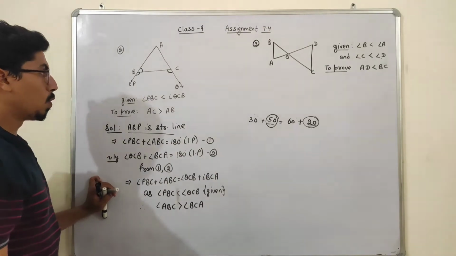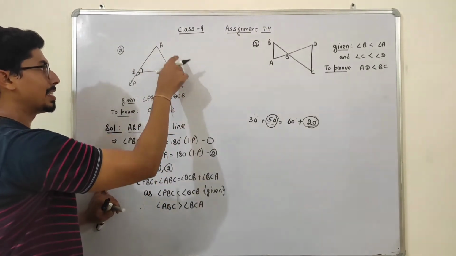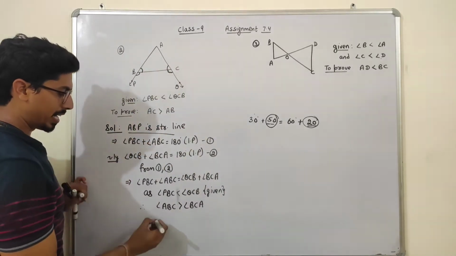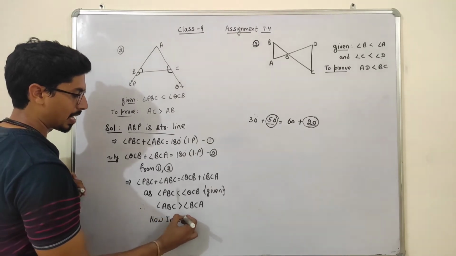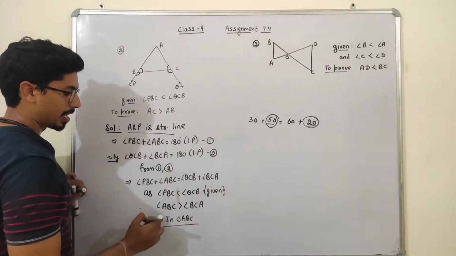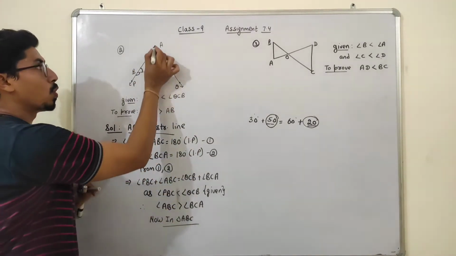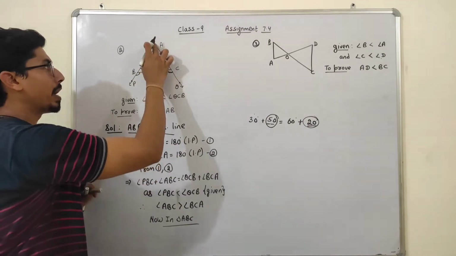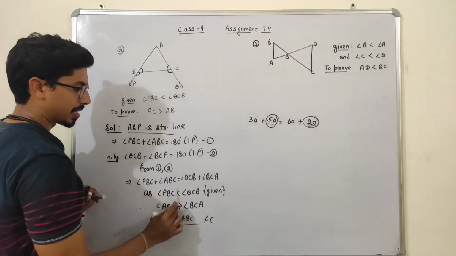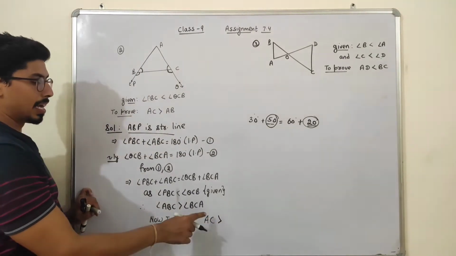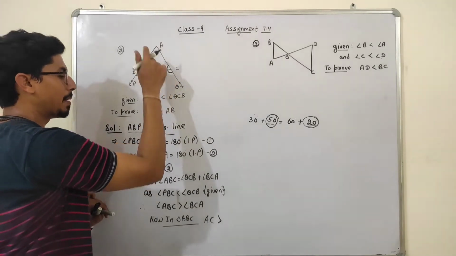Okay. Now see, angle ABC is greater than angle ACB. So now in triangle ABC, if I take ABC, this is the angle, the side opposite to ABC will be this AC. I can say AC, greater sign as it is. The side opposite to BCA will be AB.